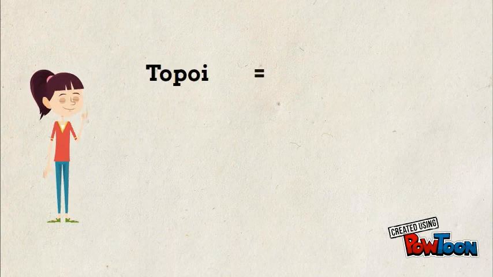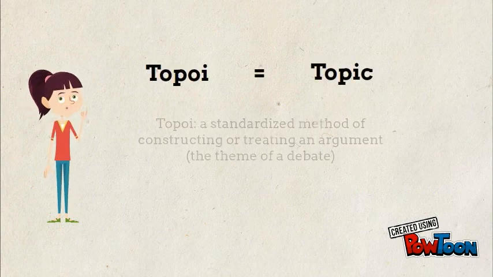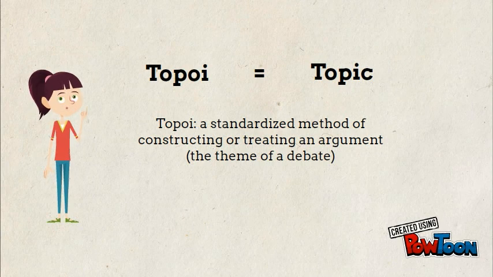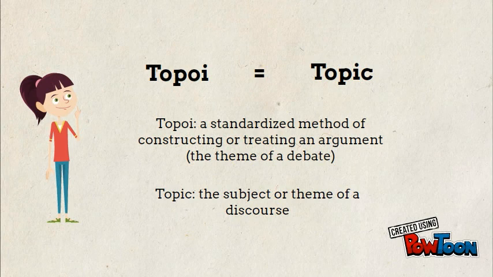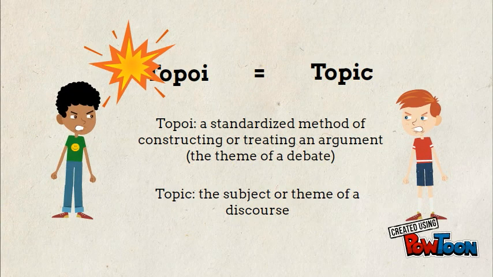To remember topoi, remember the word topic. Topoi is a standard method for constructing or treating an argument. Think of it as the theme of a debate. Topic is the subject or the theme of a discourse.